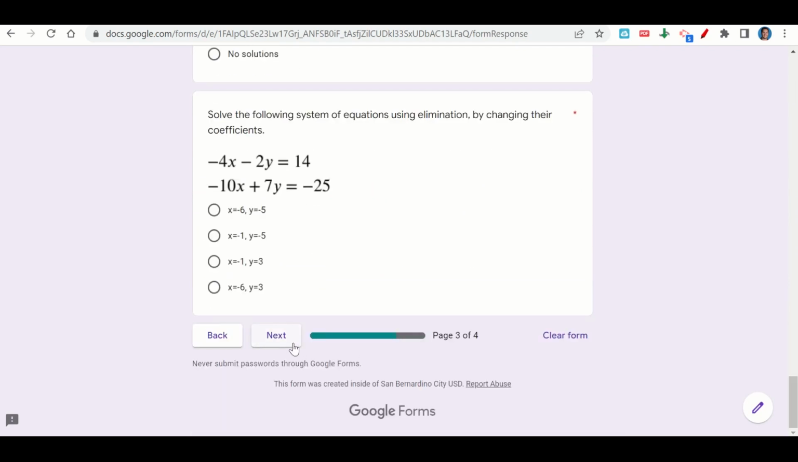This will take you to your Before You Go. Go ahead and fill out your Before You Go, and then submit your work on Google Classroom.